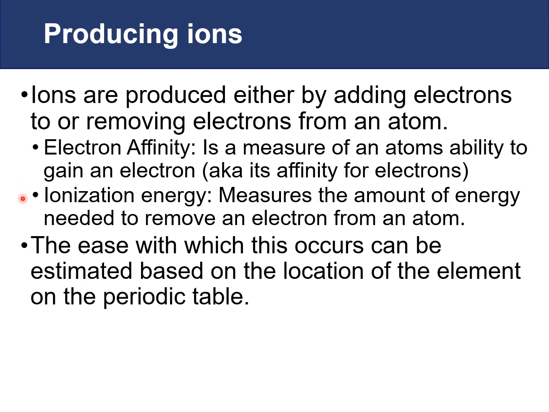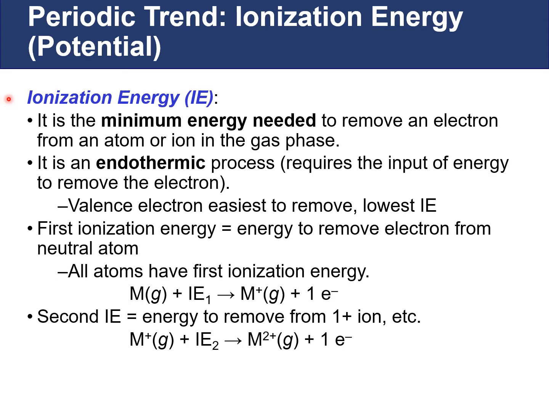Ionization energy, on the other hand, is the measure of the amount of energy that is needed to remove an electron from an atom. The ease with which an ionization occurs can be estimated based on the location of the element on the periodic table. The ionization energy, again, is the minimum amount of energy needed to remove an electron from an atom or ion in the gas phase. It is an endothermic process. Whenever you are removing an electron, you have to put energy in to overcome the attractive force between the electron and its nucleus.